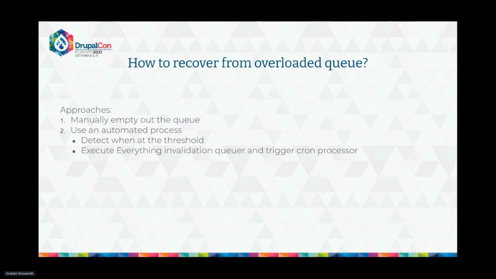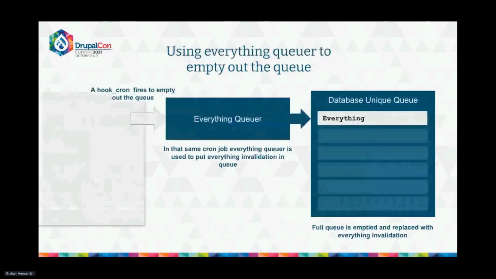So how are we going to recover from an overloaded queue? First approach, manually empty it out. It's not very practical. It's time consuming, and it doesn't scale when you've got a lot of websites. So we need to come up with an automated process, detect when we're at the threshold and do something about it, which could involve executing the everything invalidation. Let's purge everything, let's clear the queue and process it. Back to you, Hemant.